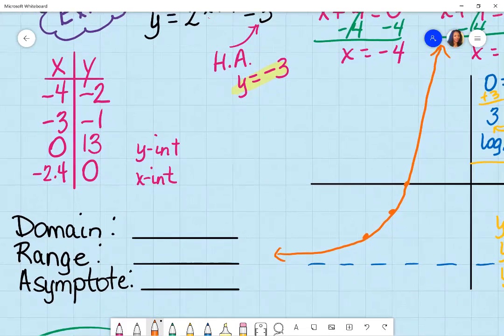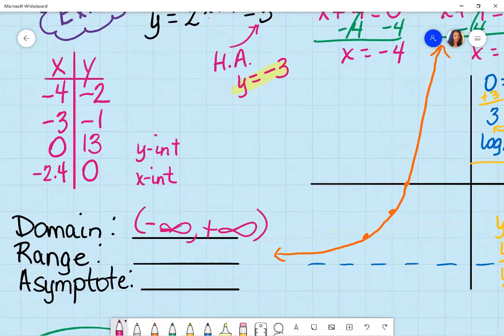If I were to take my pencil or my pen and I were to go left and right, I will notice I don't have any restrictions. So for my domain, and it will always be this way when there's an exponential function, my domain is going to be negative infinity to positive infinity. It always goes from left to right when you're reading your graph.